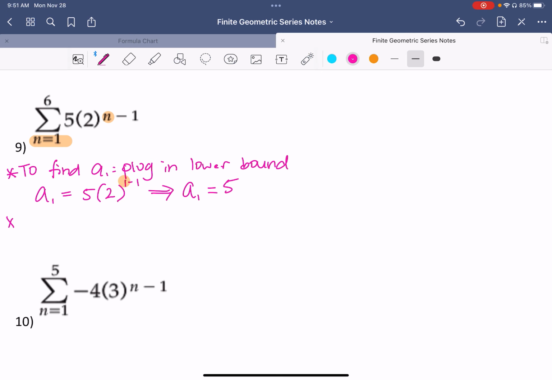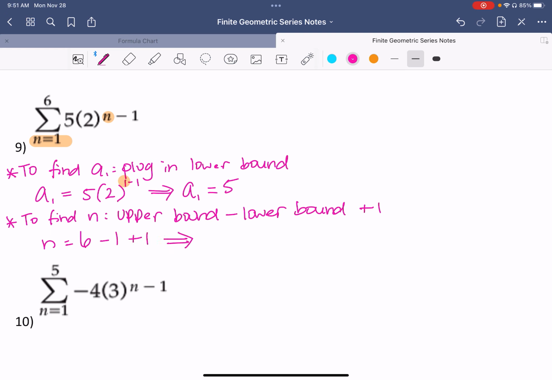Okay. Now if you remember from last class period, to find n, the number of terms in the series, you're going to do the upper bound minus the lower bound, and then you're going to add 1. So n will be the upper bound 6 minus the lower bound 1, and then always add 1. Negative 1 plus 1 cancel out, so you just have n equals 6. Again, the geometric series is a sub 1 times r, so this 2 is going to be your r. That's never going to change. Whatever's in parentheses is your common ratio.